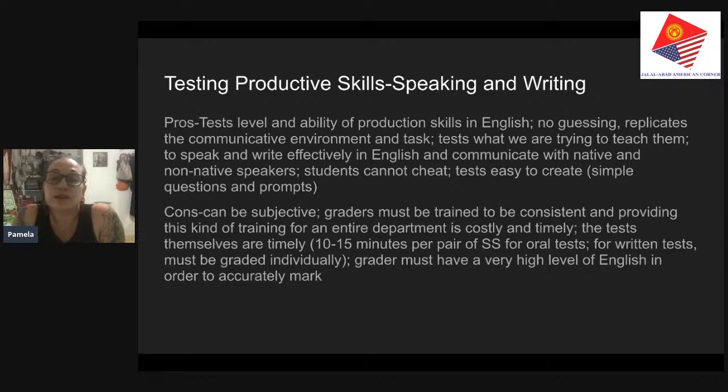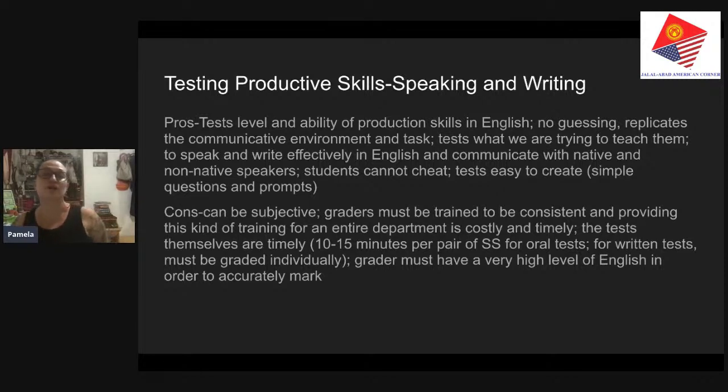The graders also have to have a very high level of English in order to accurately mark this. I know that it's great that there are a lot of different levels of English teaching, and we want to spread as much English as possible everywhere we are, but maybe there's not the amount of teachers that are really super fluent in the language.